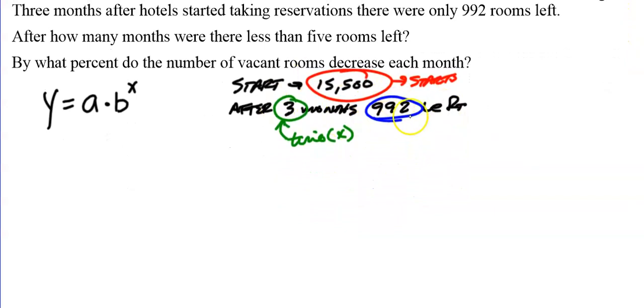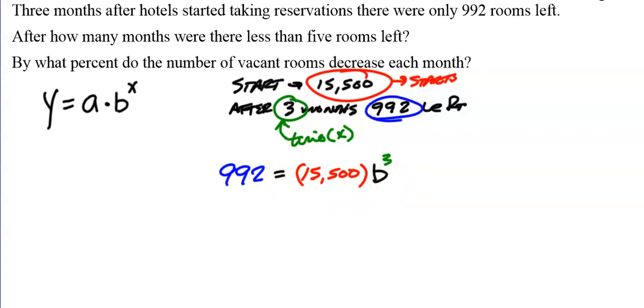So now we got this. So we know we have 992 left over after we started with 15,500 times some multiplier, which is the percent decrease, we don't know what that is, so we'll just call that b, and it was 3 months. So all we got to do is figure out what this b is simply by, we could divide and do all sorts of nice things, and that's what we're going to do. So let's just see what we can get here.